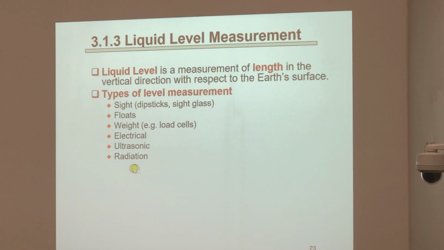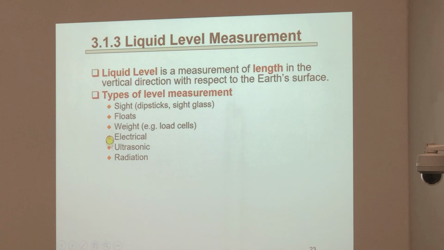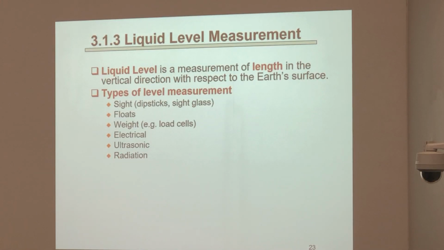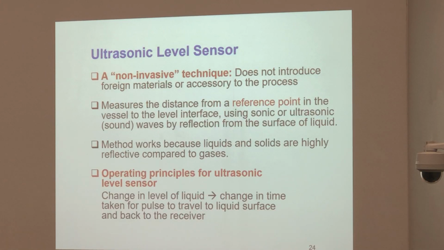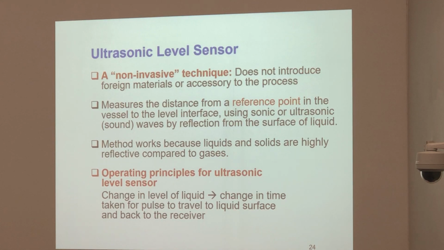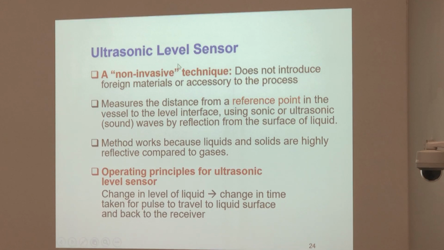Ultrasonic and radiation also, right? Actually, some of this level measurement, the working principle is towards the end at the additional reading material. If you all have time, you can refer to it. The only one that I want to show you is the ultrasonic level sensor.